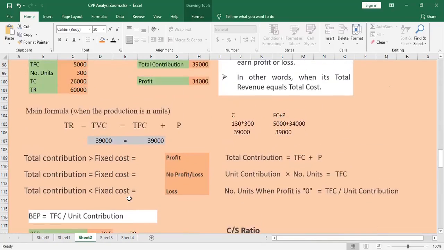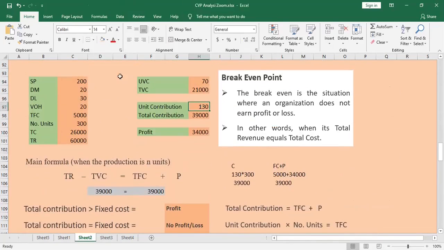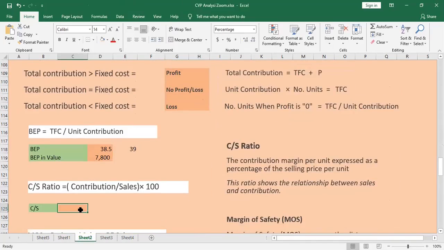Now we already calculated unit contribution, 130. We know the sales price, 200 rupees. So 130 divided by 200, you are getting the CS ratio. Multiply by 100, then 65%. What does this mean? This means that 65% of your sales is contribution. Right. So the higher the ratio, the better, because when you have higher contribution, that means you are making big profit.